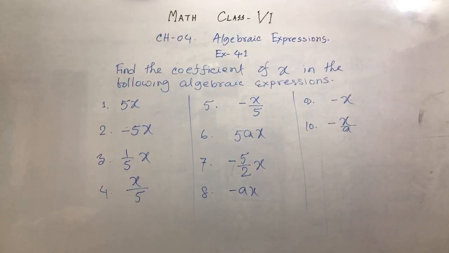One by one you can try to answer. I will give you 1 minute. After 60 seconds I will discuss one by one. So in the comment section you can write: find the coefficient of x in the following algebraic expressions. Write the answer, like number 1, what will be the answer, number 2, number 3, successively you can find the coefficient of the following algebraic letters.